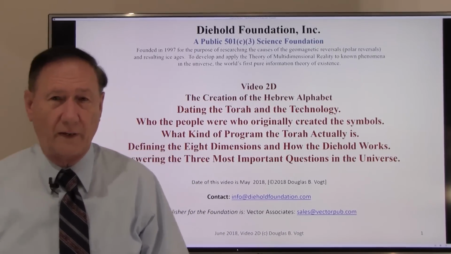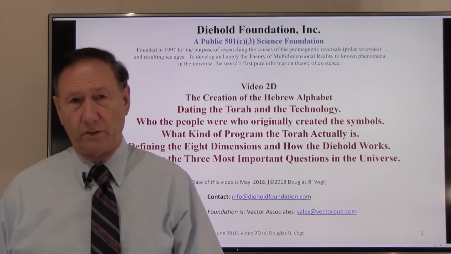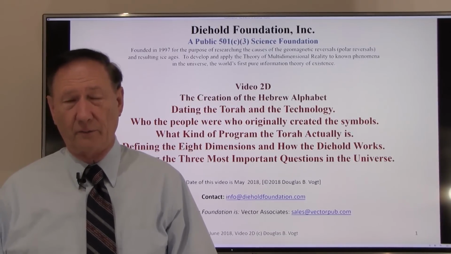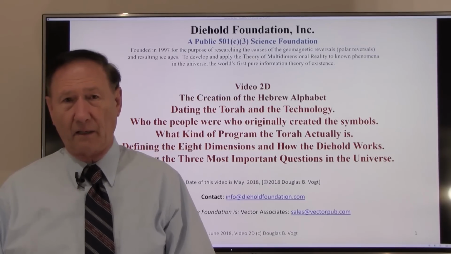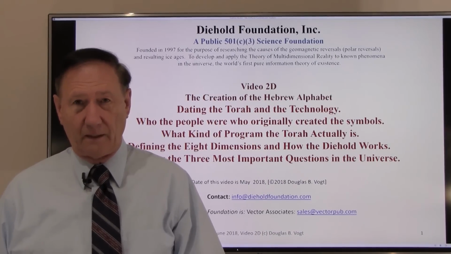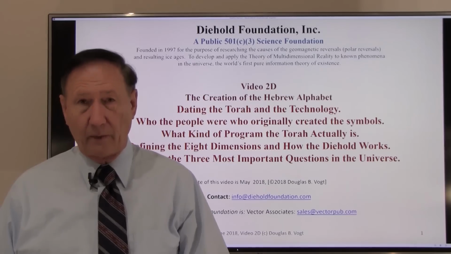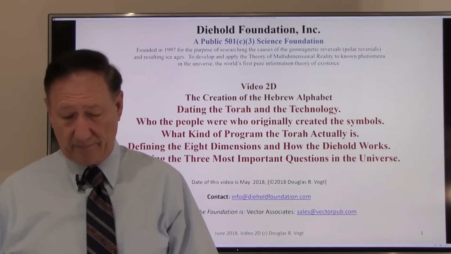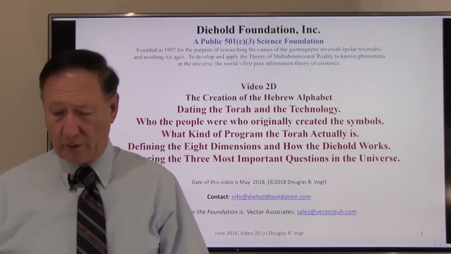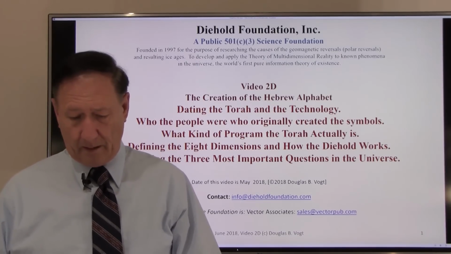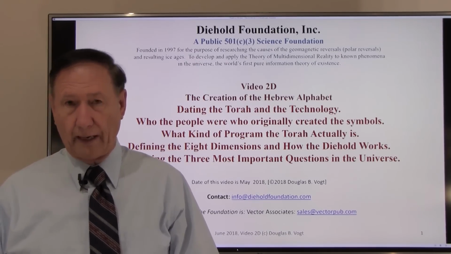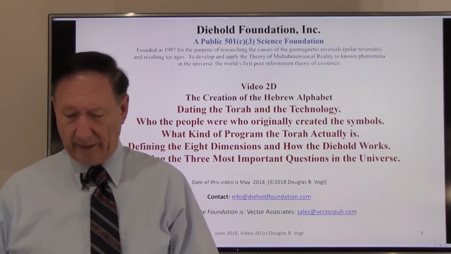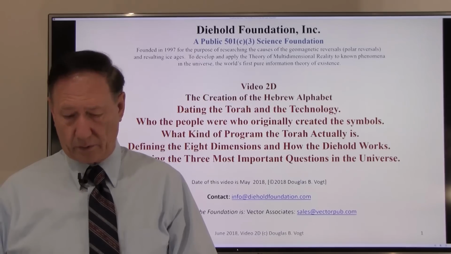This is the final video in Series 2 on the Hebrew alphabet. It's the culmination of what is in the book and a couple of things that are not in the book that I figured out a little later. Anyway, we're going to cover in this the dating of the Torah and the technology, who the people were who originally created the symbols, what kind of program the Torah actually is, and how I think it works, defining the 8 dimensions and how the Die-Hold works.